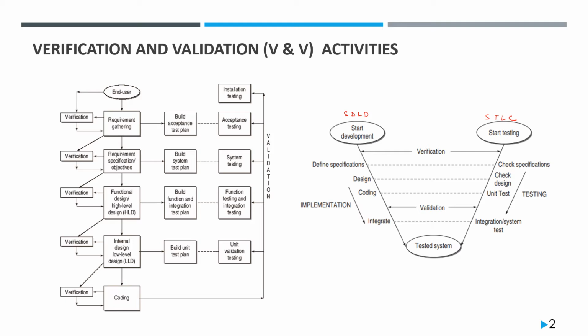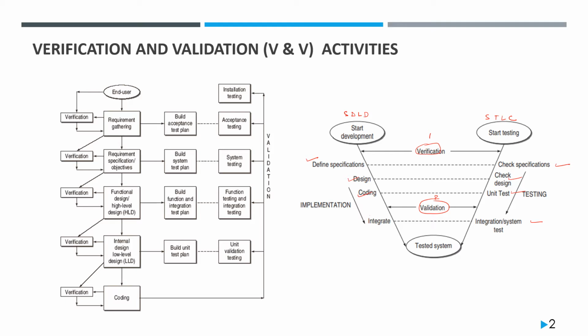Testing can be broadly planned in two activities, verification and validation. So these are the two activities. Testing must be performed at every step of SDLC. So this is our SDLC. Define a specification, we check the specification. Design, we check the design. Coding, we test the software or different modules. And if all the coding is done for different modules, we will integrate the system. And finally, this will give us a tested system.